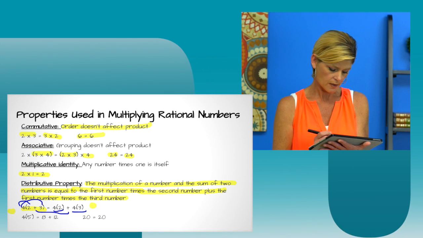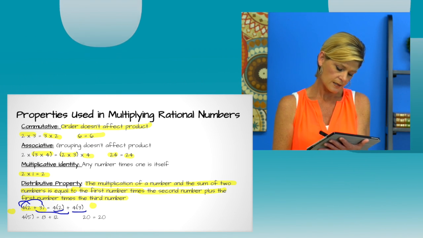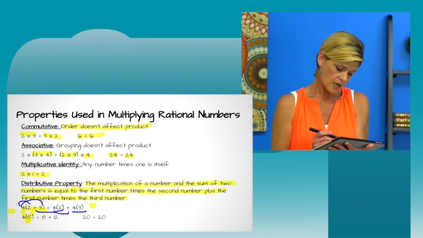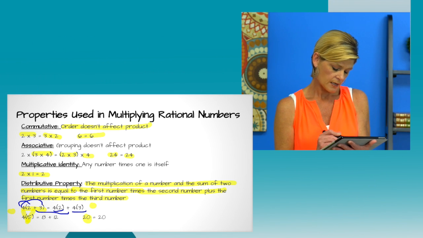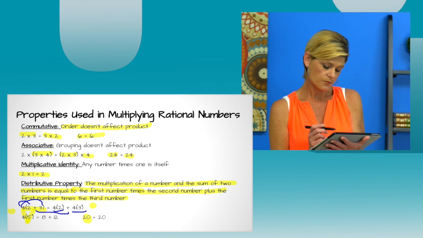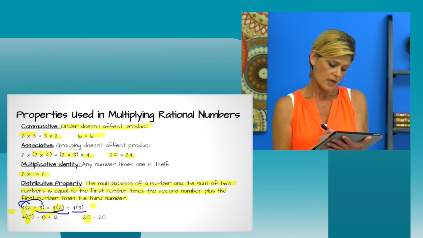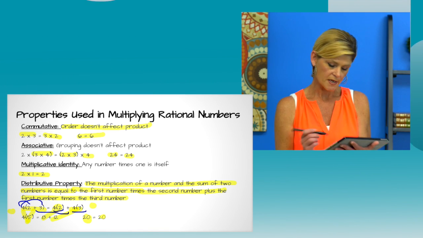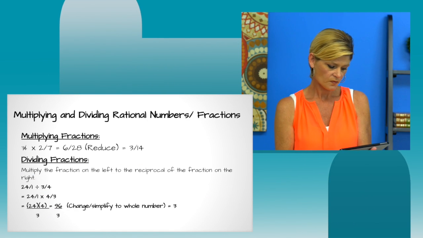So let's see if that works out. To do it the first way, 4 times 2 plus 3 is actually 4 times 5. And what's 4 times 5? 20. And on the second side, after we've distributed the 4, we've got 4 times 2, which is 8, and 4 times 3, which is 12. What's 8 plus 12? 20. And that is how the distributive property works.